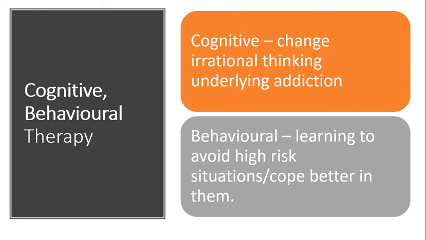So, cognitive behavioural therapy, as a quick recap, what does it involve? The cognitive element, if you remember, that's to do with our thought processes, and in terms of CBT, it's all about changing the irrational thinking that is underlying the addiction. You can be applying what we know about how CBT is used in depression to what we know about addiction.